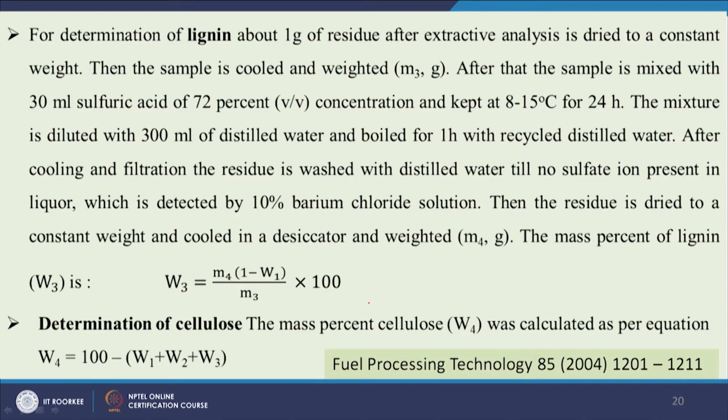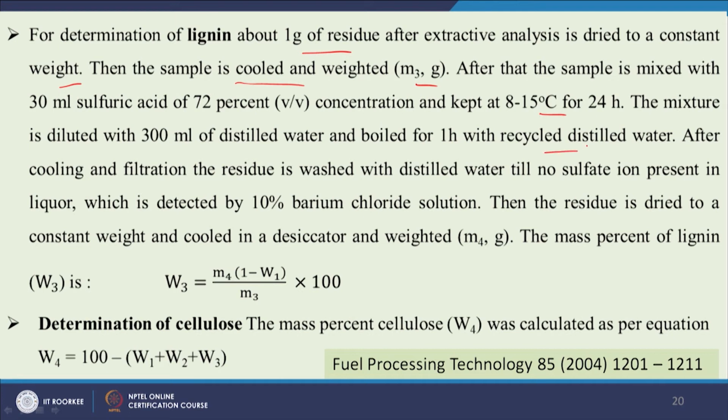Then we will see the lignin concentration, and for that about 1 gram of residue after extractive analysis is dried to a constant weight. Then the sample is cooled and weighed, that is M3 gram. After that the sample is mixed with 30 ml sulfuric acid of 72% concentration and kept at 8 to 15 degree centigrade for 24 hours. The mixture is diluted with 300 ml of distilled water and boiled for 1 hour with recycled distilled water.